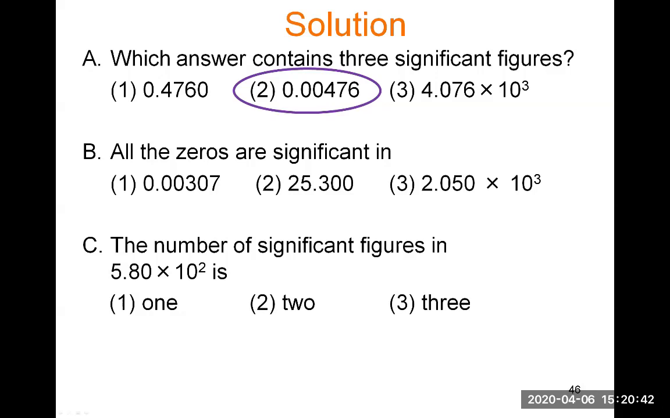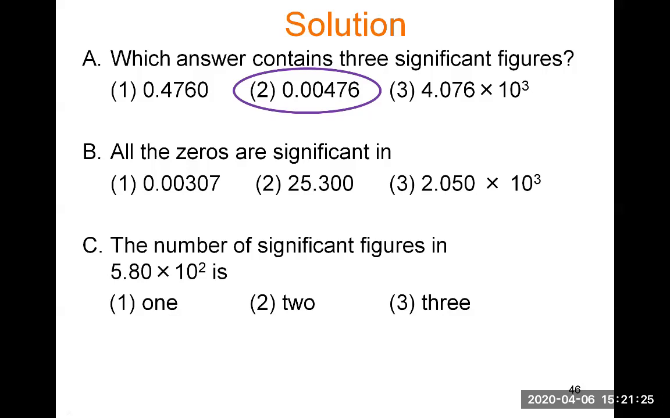And in answer 3, this is a number in scientific notation. We will learn about scientific notation after this. And when you have a number in scientific notation, everything counts in the decimal part. The times 10 to the 3rd power here doesn't matter for counting the number of significant figures. The times 10 to the 3rd is the exponential part of the scientific notation, and we do not use it to count the number of significant figures. So in 4.076 here in the decimal part, there are 4 significant figures.